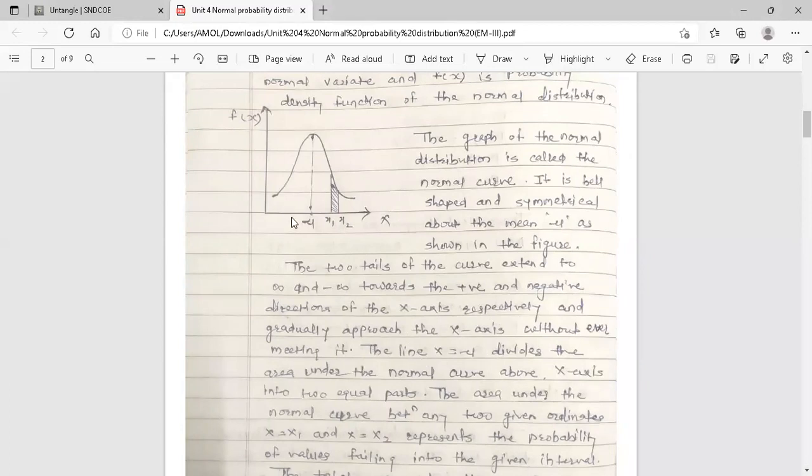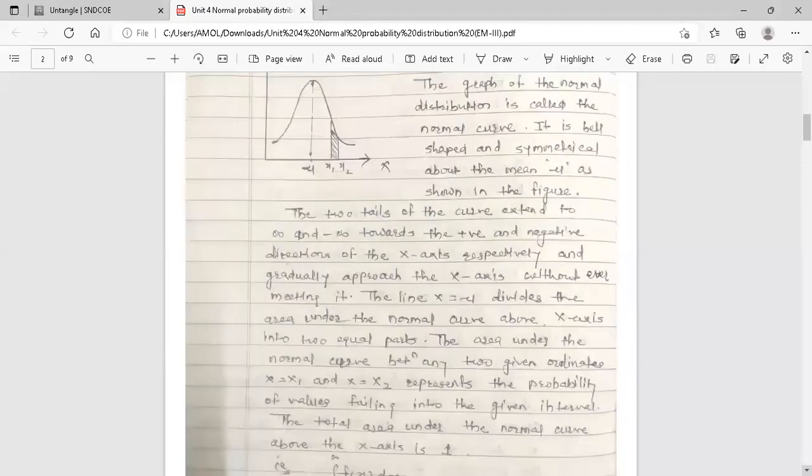The line x = mu divides the area under the normal curve above the x-axis into two equal parts. The area under the normal curve between any two given ordinates x1 and x2 represents the probability of the values falling into the given interval. This shaded area between the two ordinates x1 and x2 represents the probability between them.